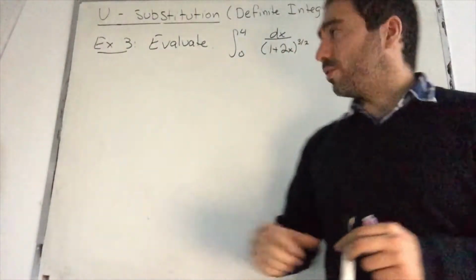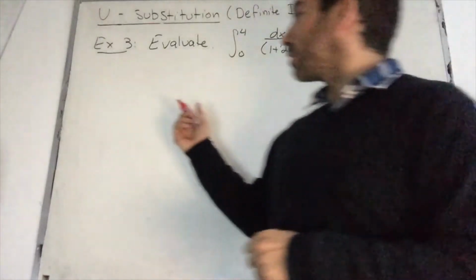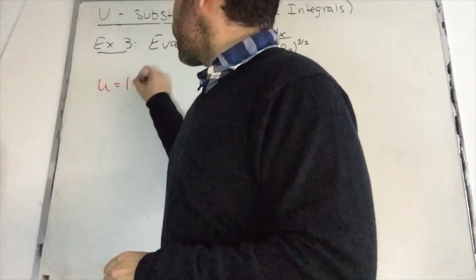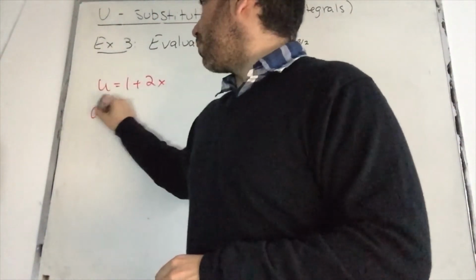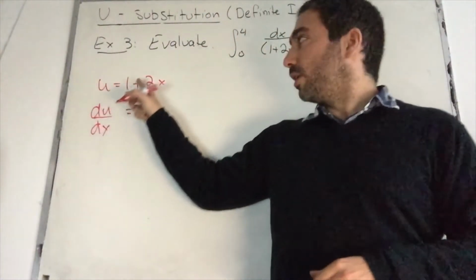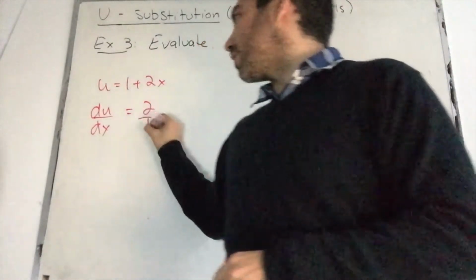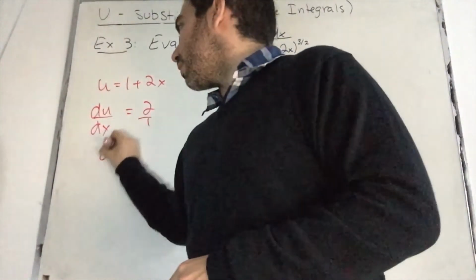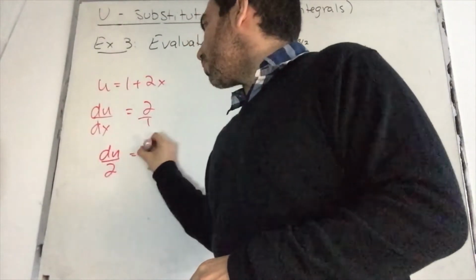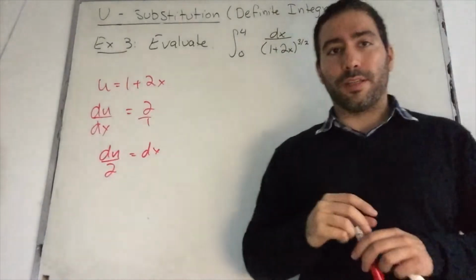So what's the u substitution that we use in this case? Well, the u substitution is 1 plus 2x. Like u equal 1 plus 2x. If you take the derivative with respect to x, you get just 2. The derivative of 1 is 0. The derivative of 2x is just 2. Cross multiply for dx. Think of this as 2 over 1. We cross multiply, giving us du over 2 equals dx. So we solve for dx. Let's go ahead and substitute it into here.